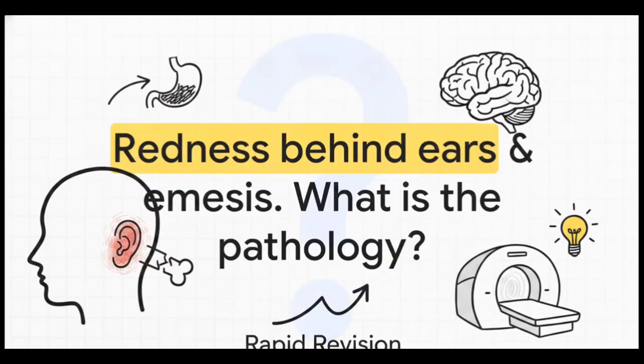All right, let's put it all together to test your rapid revision. You've got a 27-year-old motorcycle crash victim. He's had some emesis, his GCS is 14, vitals are stable, but you notice significant bruising right behind both ears. Based on what we just covered, what specific bony injury is hiding behind that redness?